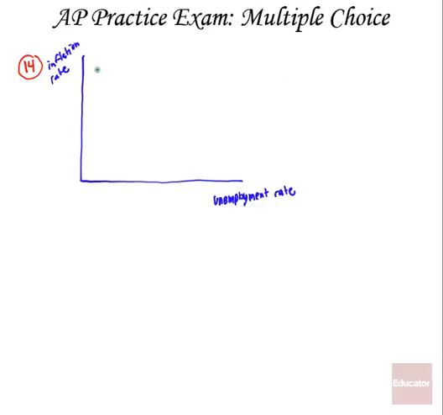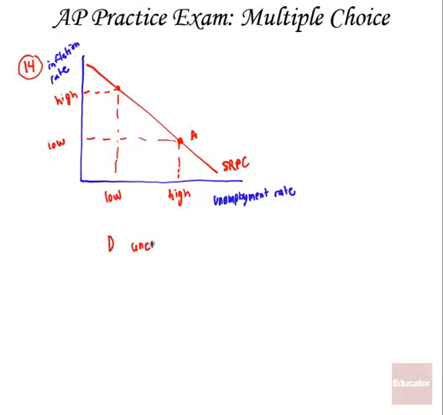And let's go ahead and draw the short-run Phillips curve here. So here's the short-run Phillips curve, SRPC. Let's call this point A. Let's say this is high unemployment, but you have low inflation. And then B, you have low unemployment, but you have high inflation here. So high rates of inflation coincide with low unemployment rates. So the answer is D, unemployment that's low.